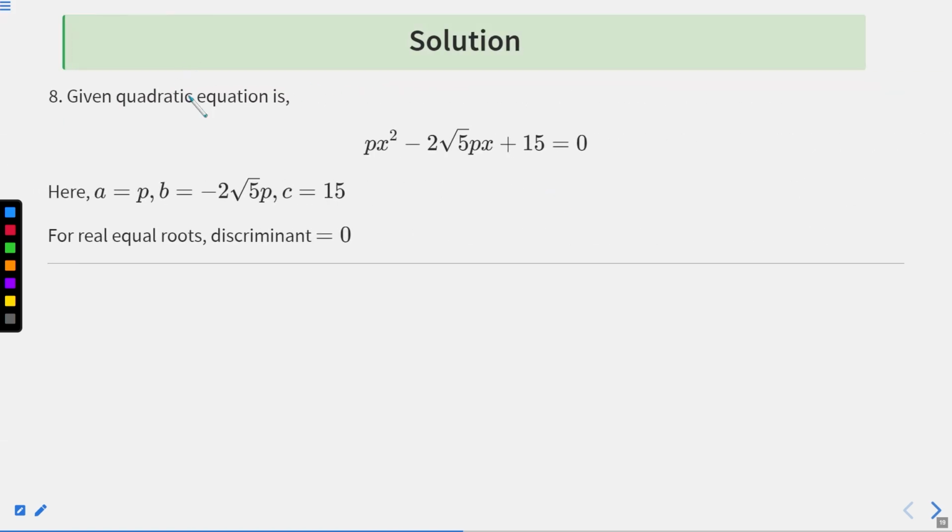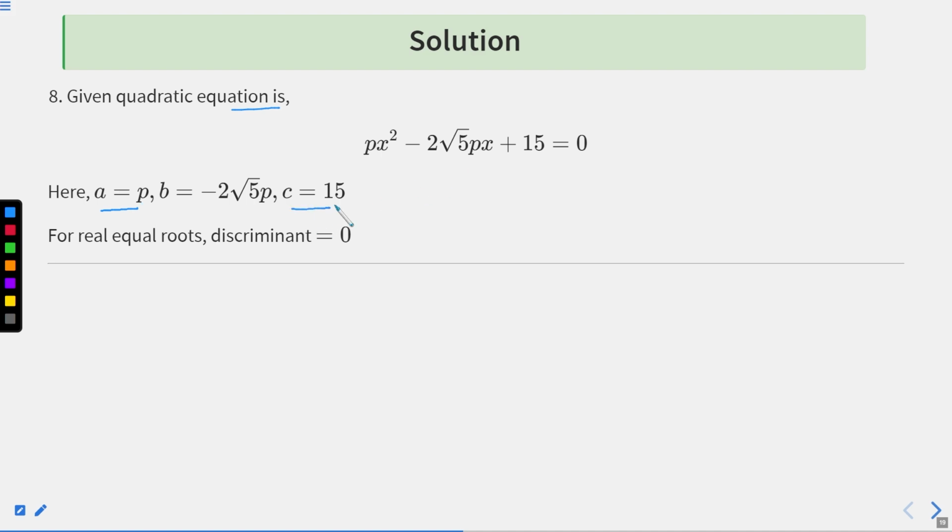So the given quadratic equation is px square minus 2 times root 5 px plus 15 is equal to 0. Now if we compare this equation with the standard quadratic equation ax square plus bx plus c is equal to 0, then we will get the values of a, b and c. So here the value of a is equal to p, the value of b is equal to minus 2 times root 5 p, and the value of c is equal to 15.